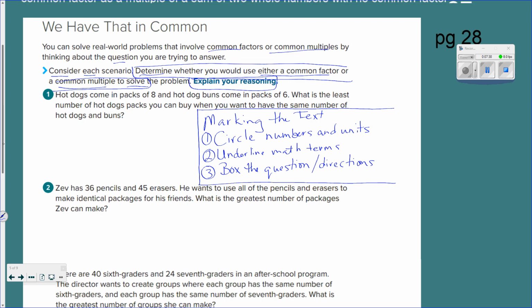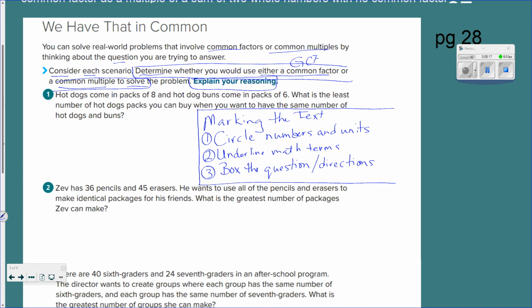All I'm doing is just saying, do I need a common factor or a common multiple to solve the problem? Not a yes/no question. That's what you're doing. And then you need to explain why. So I'm going to mark the text on the first one with you guys to help you get that concept. But understand, you're not doing any math on this page. All you're doing is marking your text, reading the problem, and determining, am I finding, and I'll make it even easier for you, am I finding GCF or am I finding LCM?